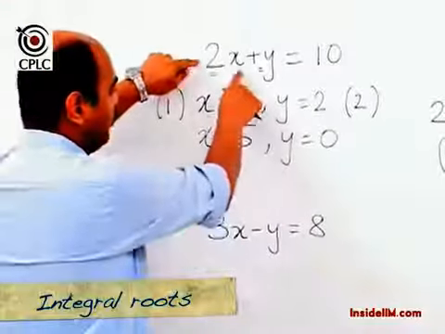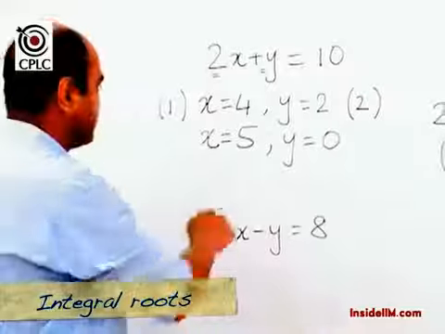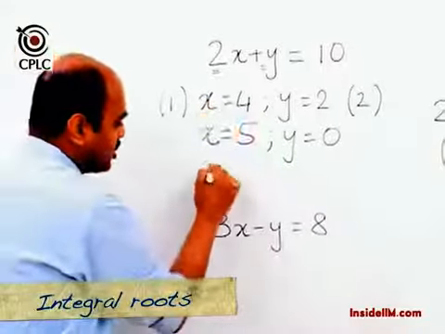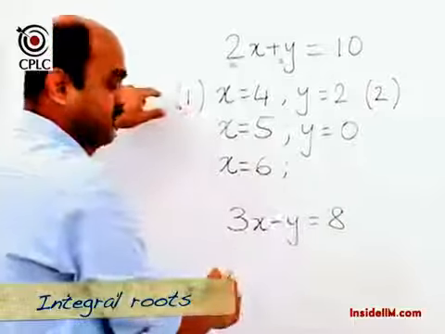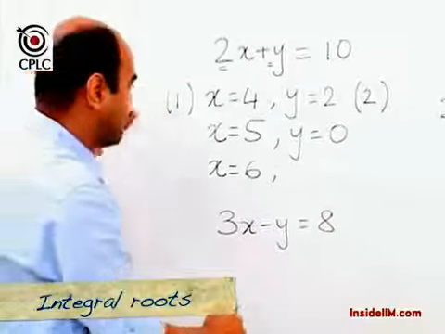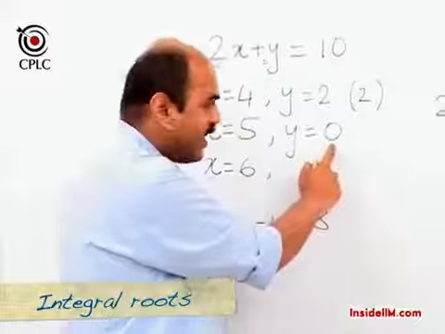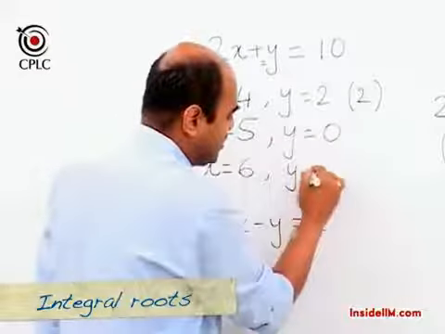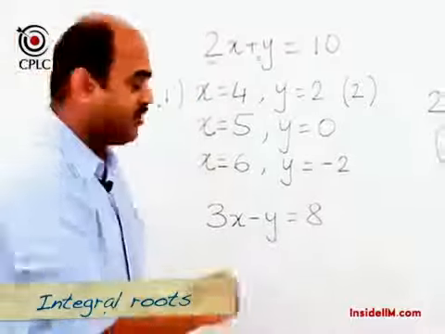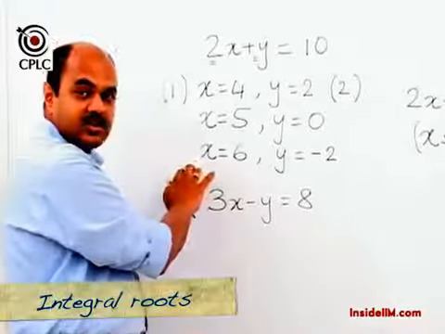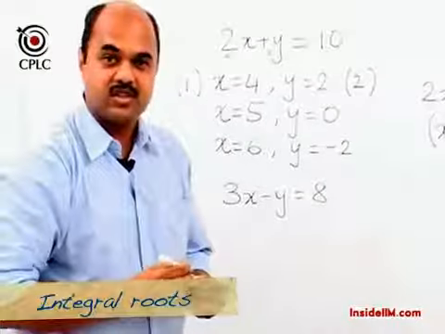When you put x equal to 5, you get 10 plus 0 equal to 10. It very much satisfies. If x changes to 6, which means it is going one step beyond, the change of x can only be in steps of 1. If x becomes 6, then y should reduce by 2 from this value, which means y would become minus 2. Once again, if we check whether these values of x and y satisfy the given equation, yes, they will satisfy.